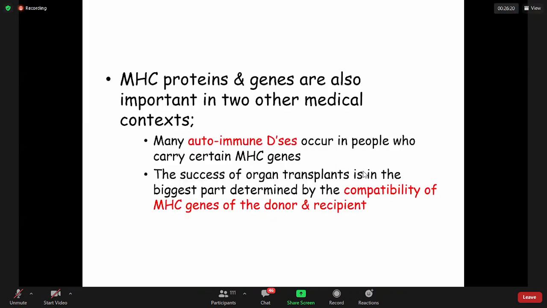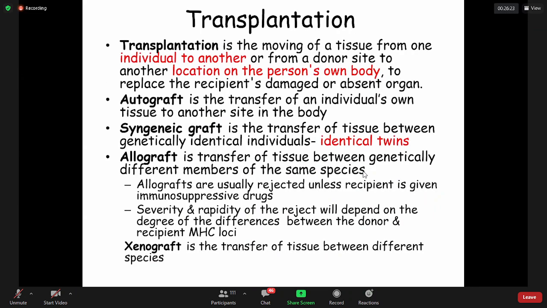Okay, so tissue transplantation is the moving of a tissue from one individual to another, or from a donor site to another site. So you're either dealing with a site within the same individual or an organ from one individual to another individual. That's the classical definition of a transplantation, and it is aimed at replacing a damaged part or an organ or an absent part from an individual.